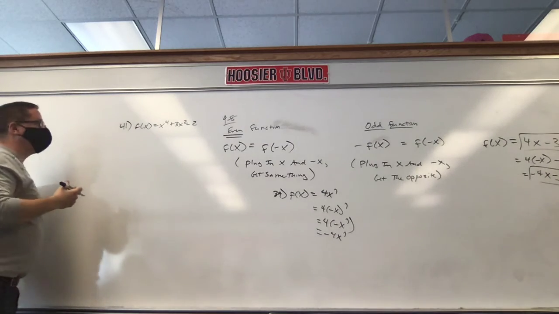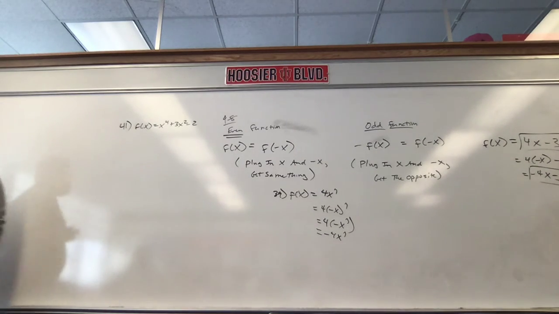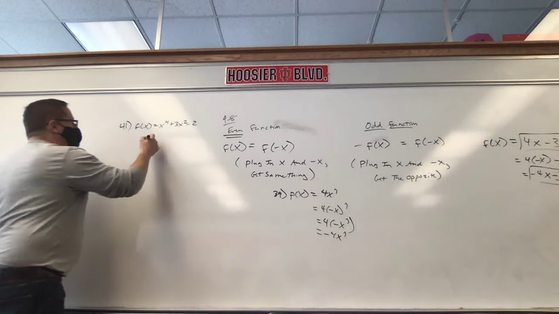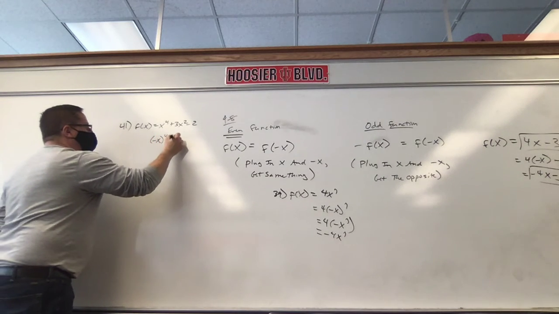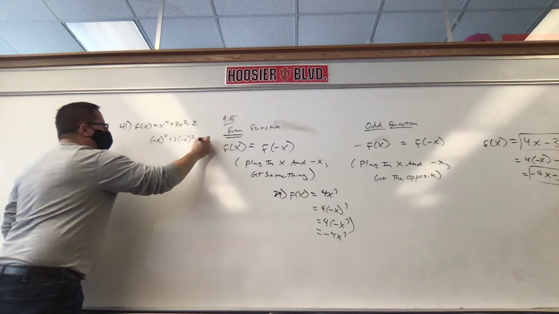So we plug in negative x for which x? All of them. Both of them. So in parentheses, negative x to the 4th plus 3 times parentheses negative x to the 2nd minus 2.